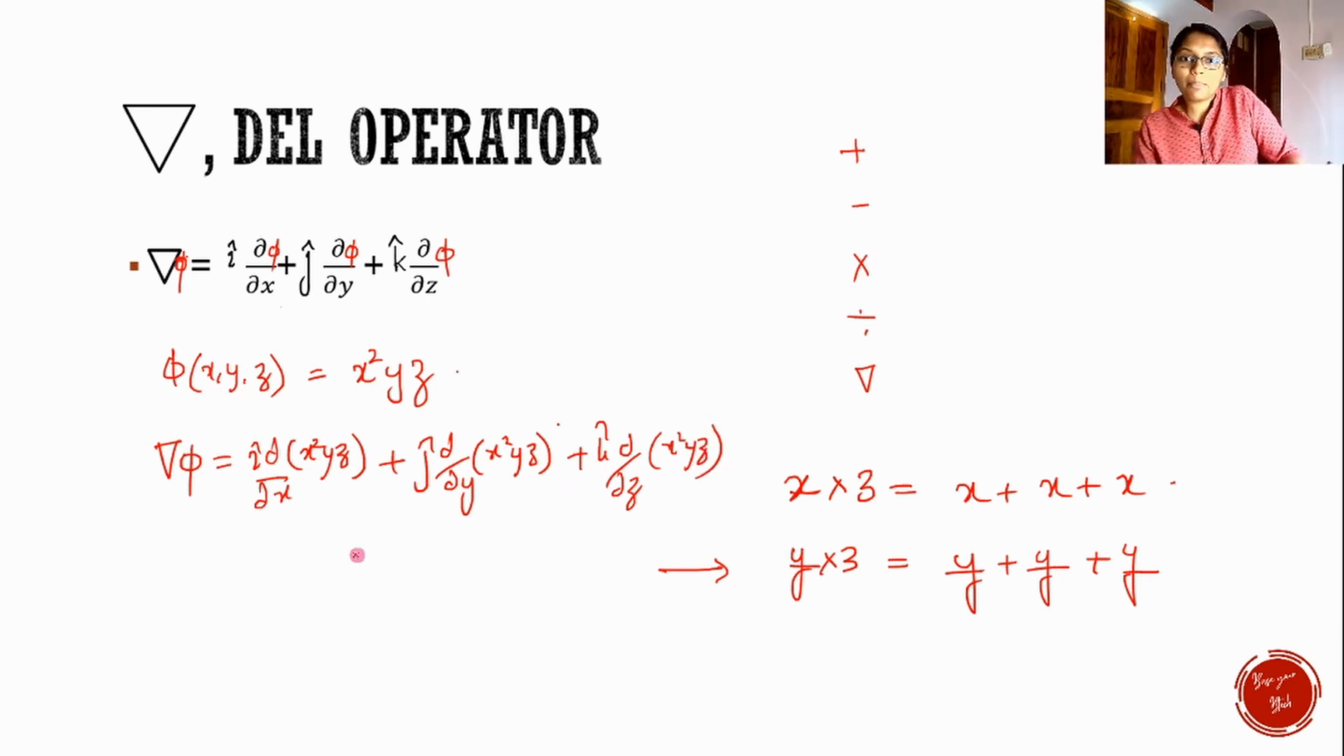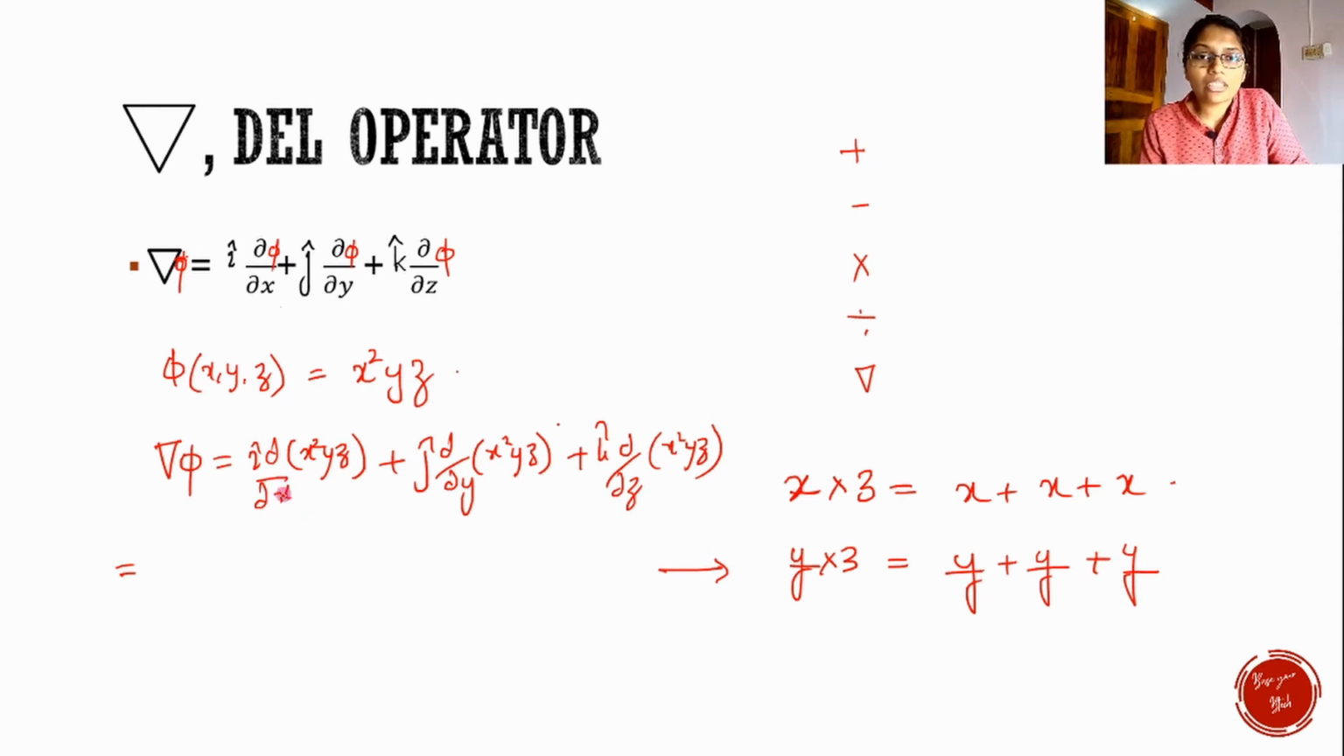Now, how to take the partial derivatives? It is simple, like your normal differentiation, just with some extra constants. Like if you are going to differentiate this function with respect to x, then the other variables, I mean the variables other than x, become simple constants.